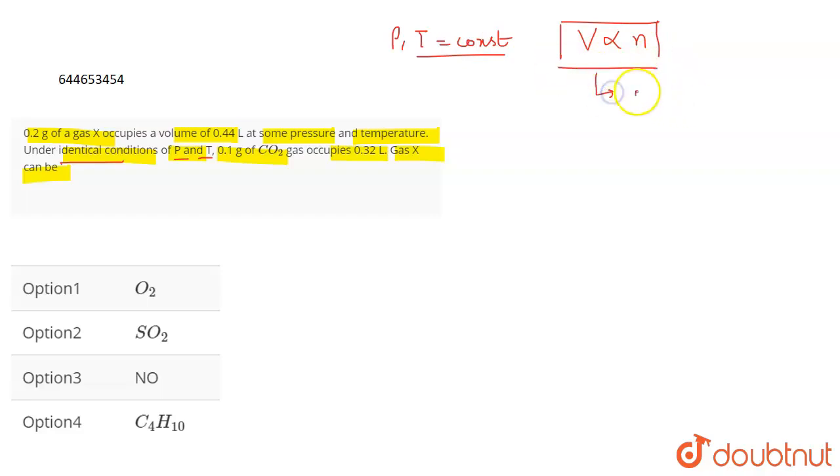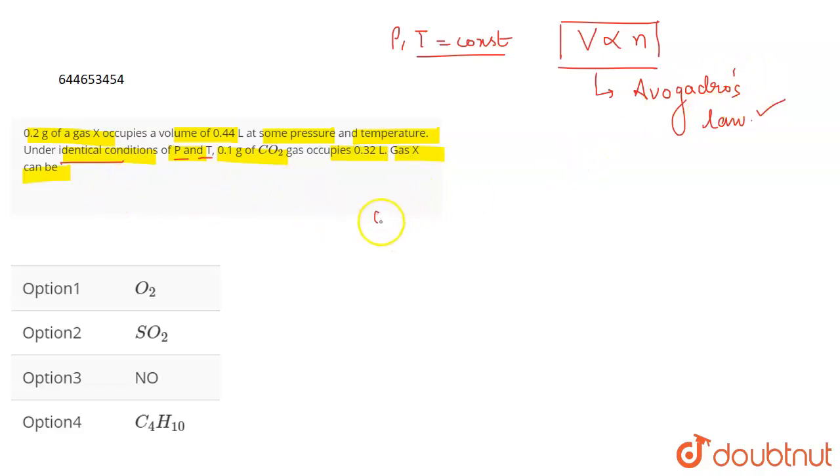So what are you given in the question is what we are going to understand first. You're given identical conditions of pressure and temperature. It means that you're keeping the pressure and temperature constant. And whenever pressure and temperature are constant, this leads us to the conclusion that the volume is directly proportional to the number of moles. This law is known as Avogadro's law. So under identical conditions of pressure and temperature, Avogadro's law is obeyed, in which the volume is directly proportional to the number of moles.